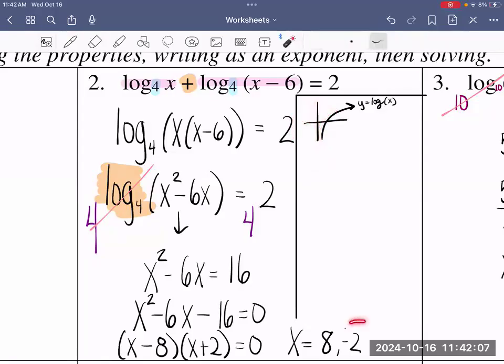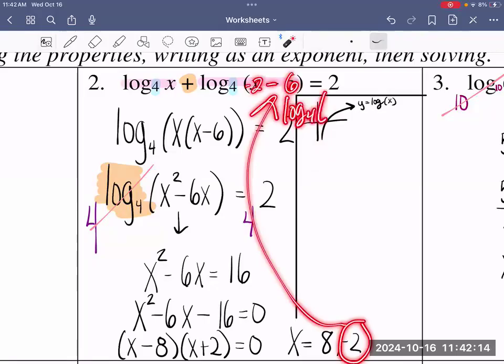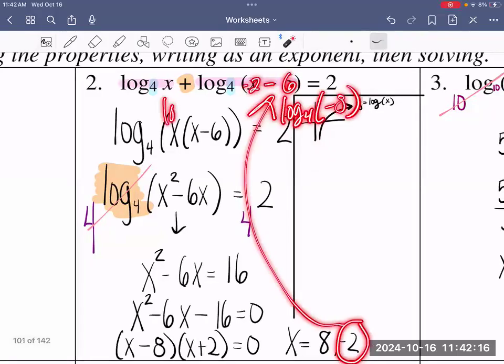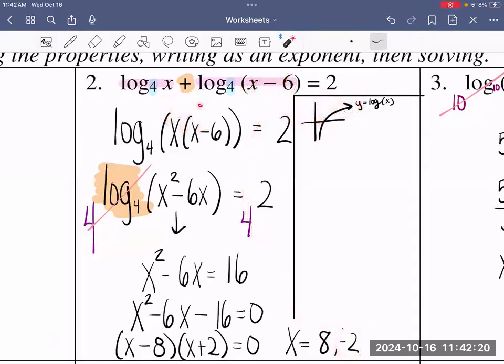Now, we can always test that by bringing it in. So you have negative 2 minus 6. That'll be log base 4 of negative 8. And again, log base 4 of negative 2. So you cannot evaluate when it's negative. So instead, it'll just be one of your solutions. And you'll notice that we have one solution, one x-intercept here.